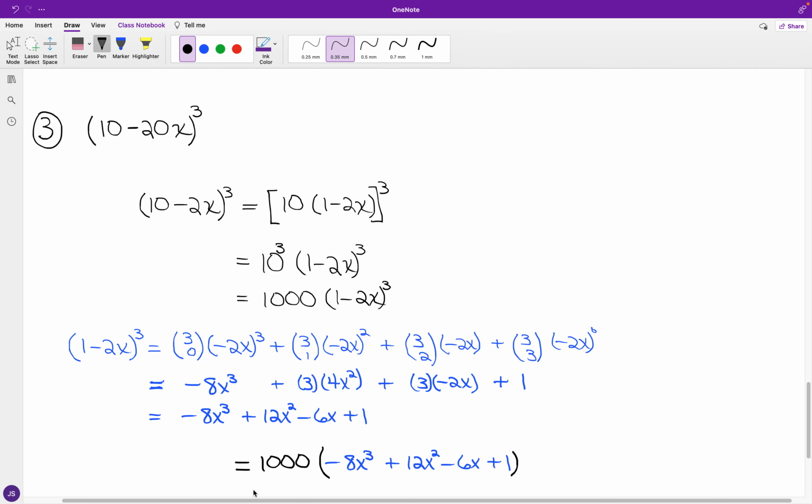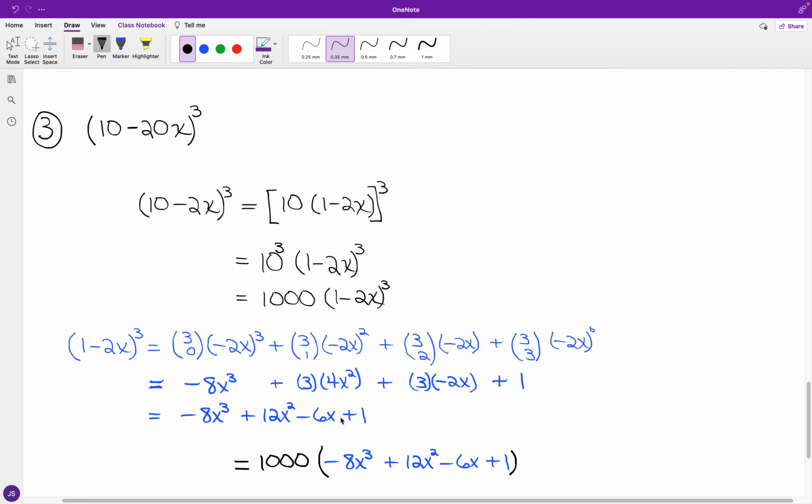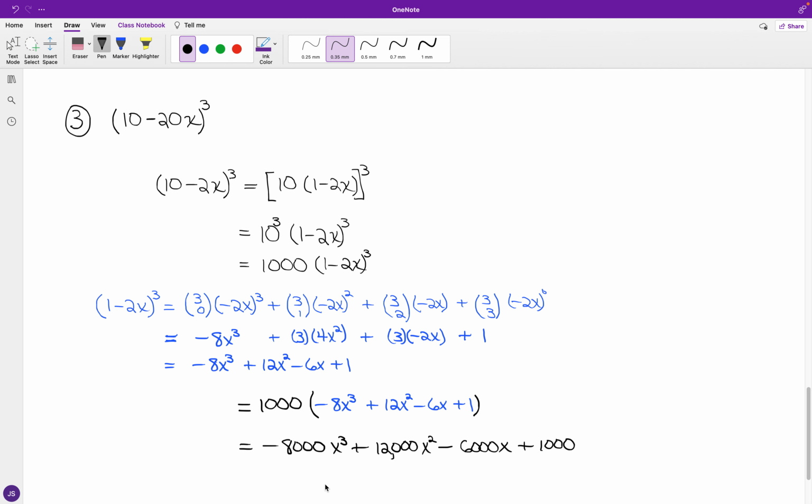And going back to the original problem, if I take this series expansion and multiply by 1,000, we have for the final result negative 8,000x cubed plus 12,000x squared minus 6,000x plus 1,000. And we will be looking ahead into special cases where we might have non-integer powers.